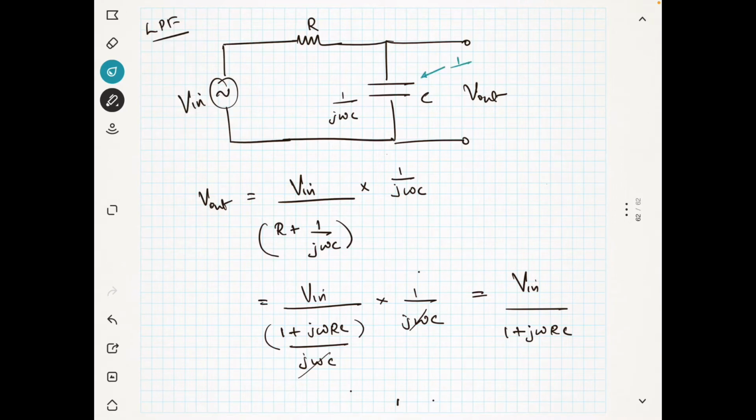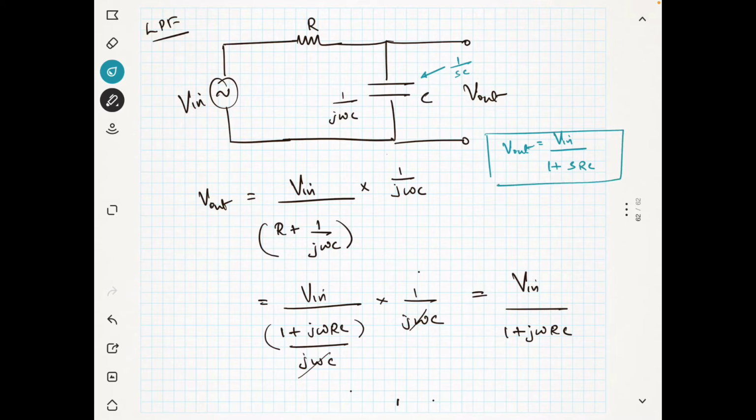If I use this capacitor as 1 by SC, you might have seen this, then you will get V out equal to V in divided by 1 plus S, instead of j omega I am putting S, so 1 plus SRC. So this is your V in.